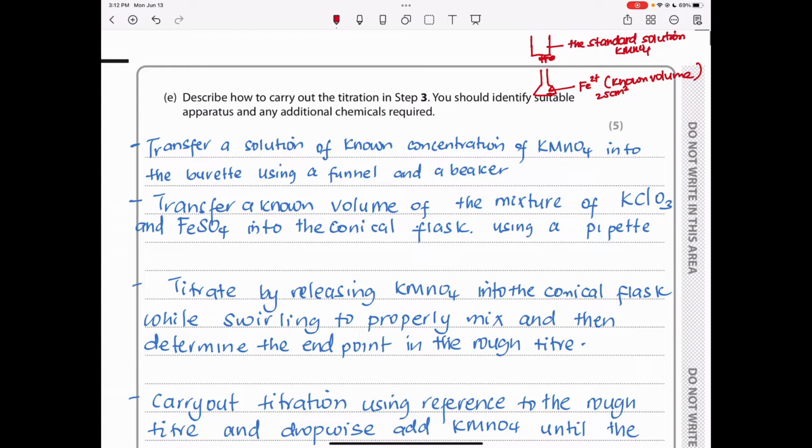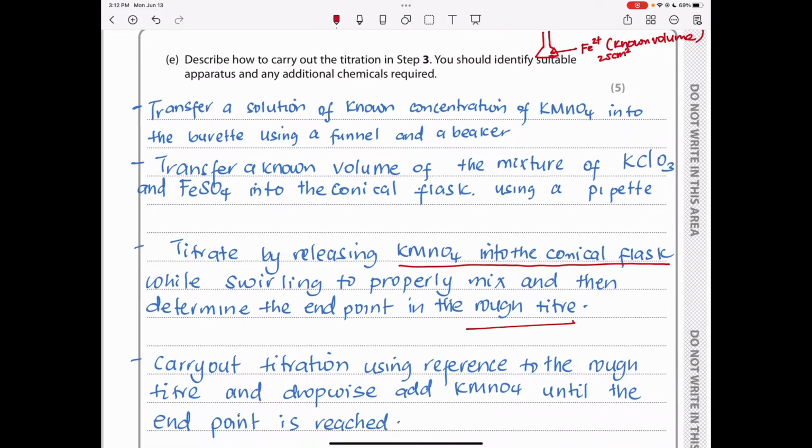And then the next step is you're going to release the standard solution, which is potassium manganate, into the conical flask while swirling. To swirl is to mix properly, in order to have the reaction occur homogeneously. In this case, the first titration is going to be the rough titer. So for the rough titer, you release the standard solution, potassium manganate, into the conical flask as you swirl, and then determine the end point.